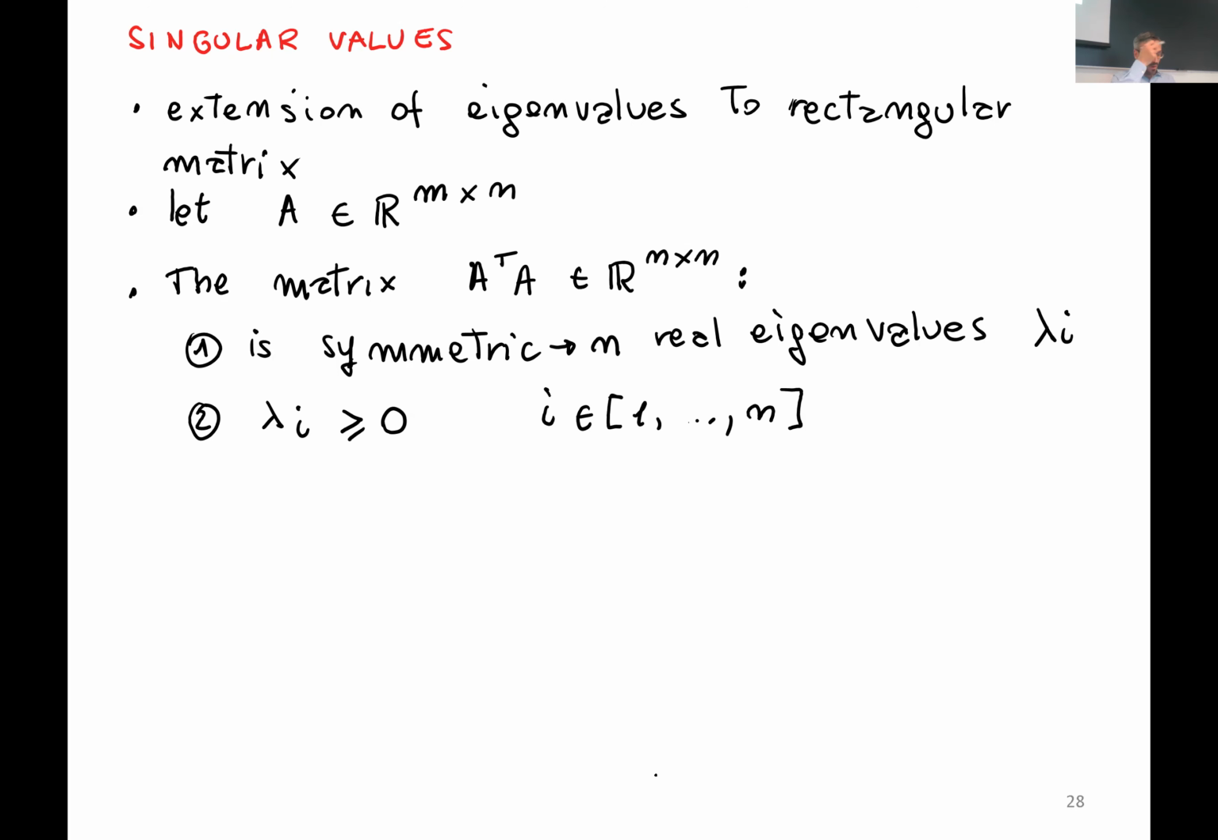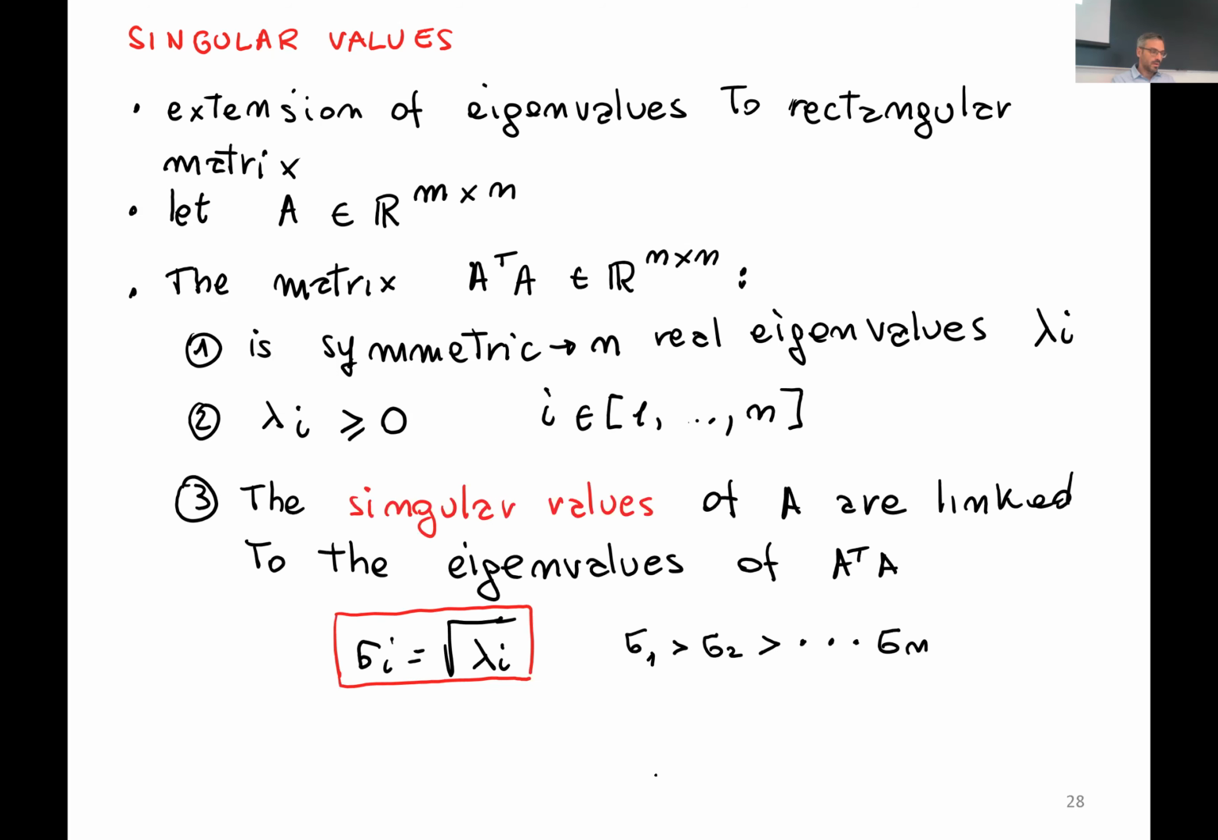Second, all these eigenvalues are non-negative, greater than or equal to 0. And finally, the singular values of A are linked to the eigenvalues of A transpose A by this relationship. They are just the square roots of the lambda i. They are, of course, n.